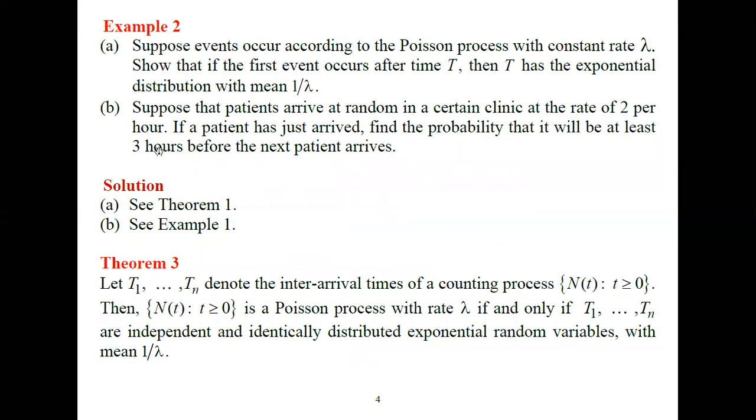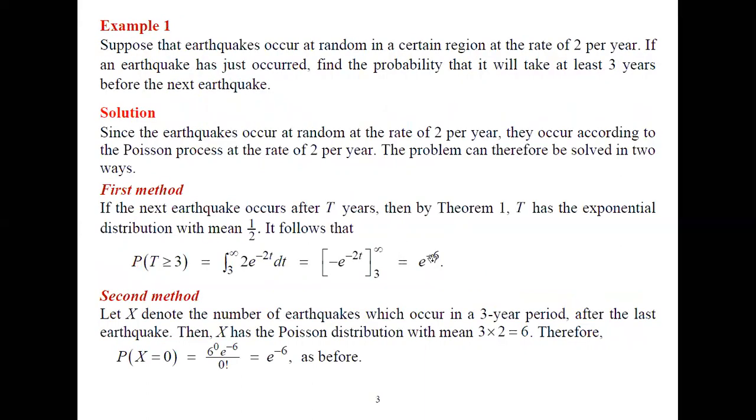Then the B part says, suppose patients arrive at random at a certain clinic at the rate of 2 per hour. This is the same as the previous question we solved. Here we are talking about patients; the other one was talking about earthquakes. The rate was still 2, and the time given for the probability is 3 hours. So you get the same answer, e raised to the power minus 6. It's the same solution, and you can use the two approaches to solve. Are you okay?